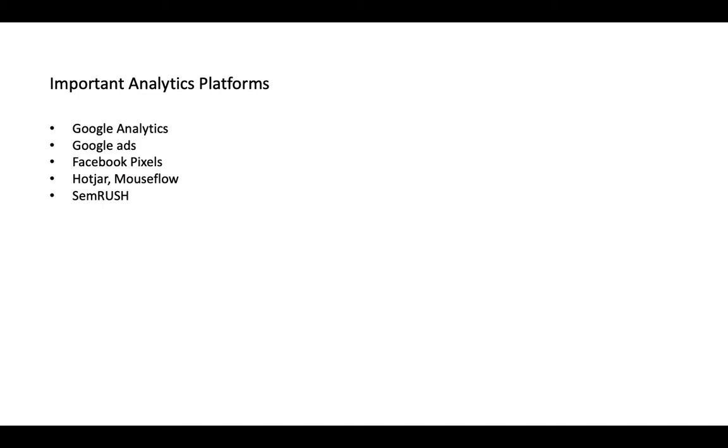So the important analytics platforms for any website include Google Analytics, Google Ads, Facebook Pixels, Hotjar, Mouseflow, SEMrush. We will dive into these tools one by one. Now the traditional way of setting up these analytics is to go into the individual platforms, get the tracking code, and add those codes to your website one by one. But we will be covering a better way of doing this.